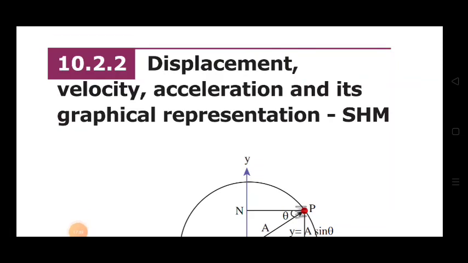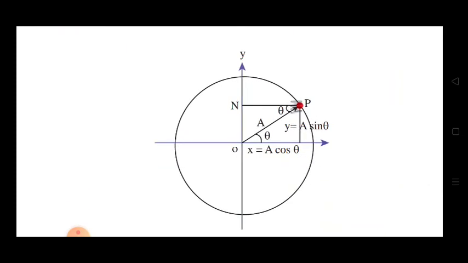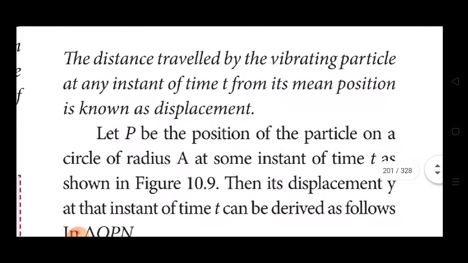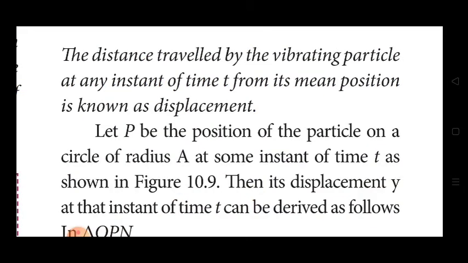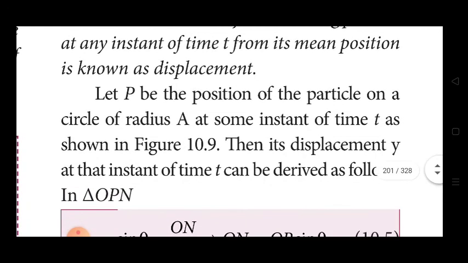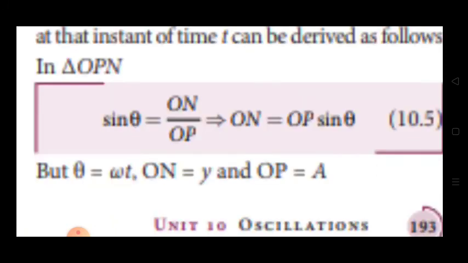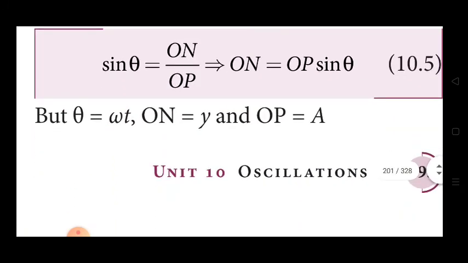So, displacement, velocity and acceleration of a particle moving in a circular path exhibiting simple harmonic motion. See the diagrams. The distance travelled by the vibrating particle at any instant of time t from its mean position is known as displacement. Let P be the position of the particle on a circle of radius a at some instant of time t. Then its displacement y at that instant can be derived as follows. In triangle OPN, sin theta is equal to ON by OP, so ON is equal to OP sin theta, but theta is equal to omega t, ON is equal to y and OP is equal to a. Y is equal to a sin omega t.